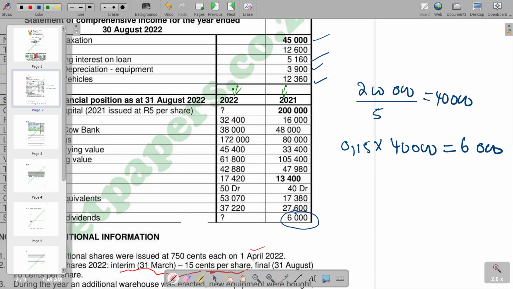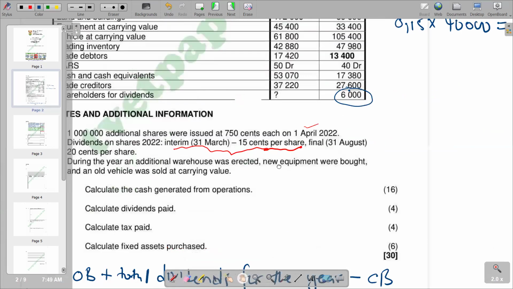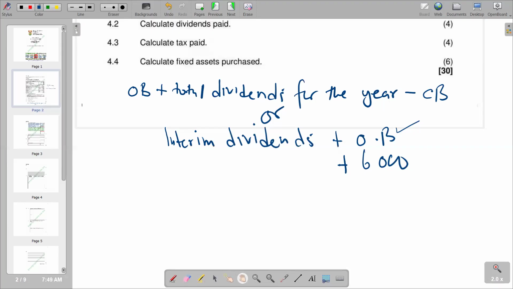Here we are also going to have our 6,000 for the opening balance. So if you add 6,000 plus 6,000, you get 12,000. So it means our dividends paid is 12,000. You can just summarize that on the answer section.